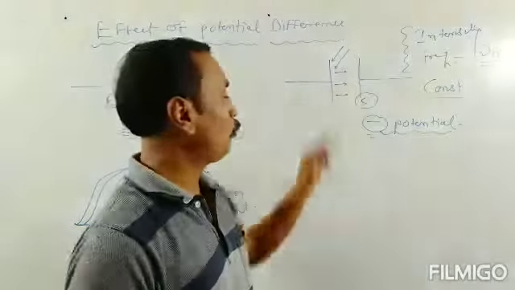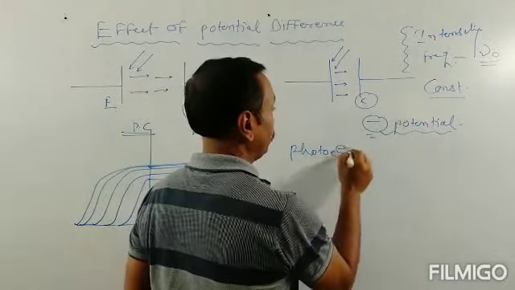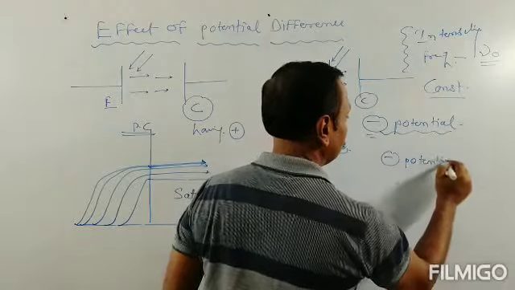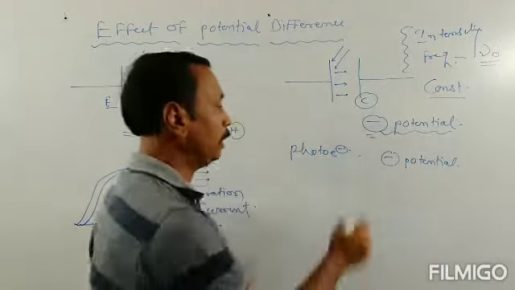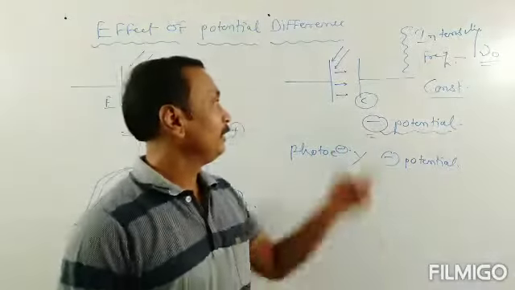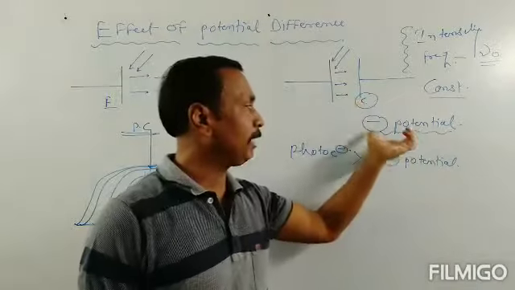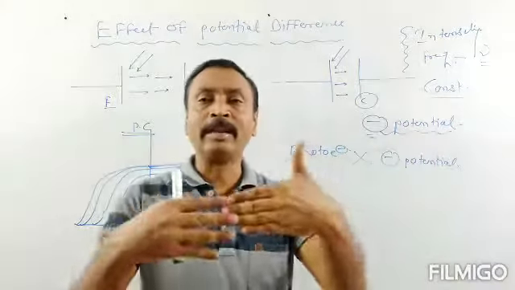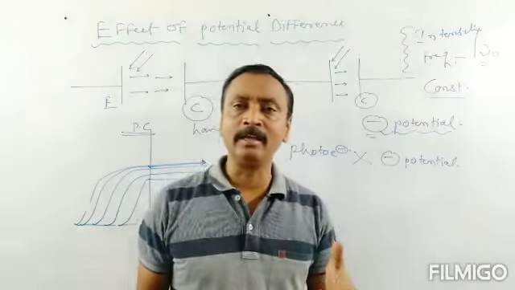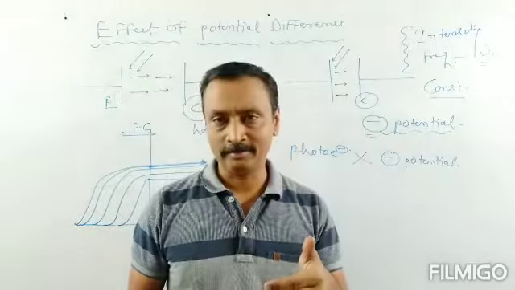That's why this photoelectron and the negative potential will repel each other. When photoelectrons come toward the collector plate side, the collector plate has a potential which will repel them. So there is a decrease of the photoelectric current over here.